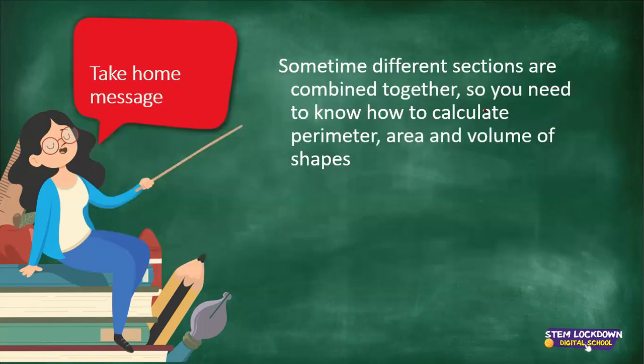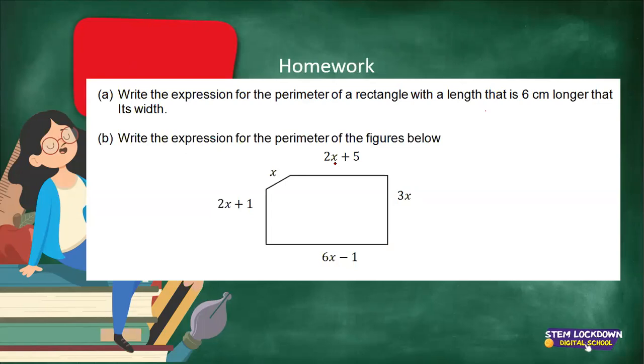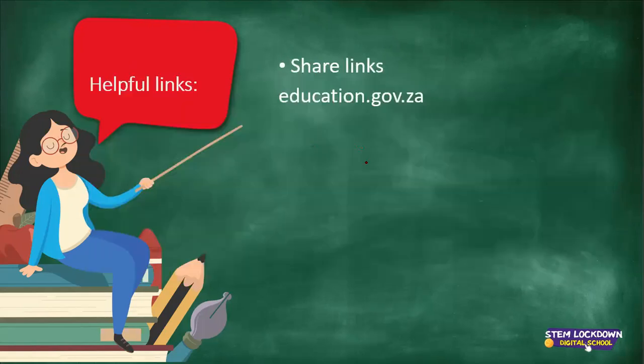Now, what you need to remember is that sometimes some sections are combined. In this case, we looked at algebra, but you also looked at perimeter, which comes from another section. So you need to remind yourself what perimeter, area and volume are, because we sometimes combine these with algebra. You need to understand what formulas are used to calculate the perimeter, area and volume, as you saw in this case, perimeter and algebra.